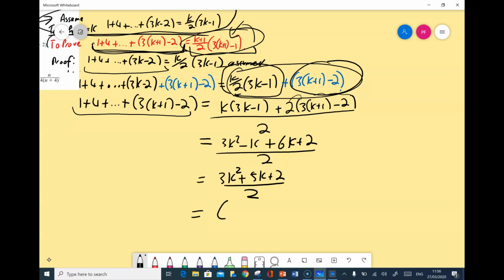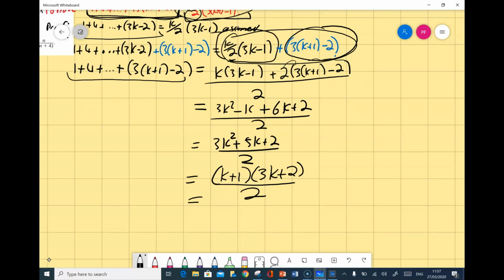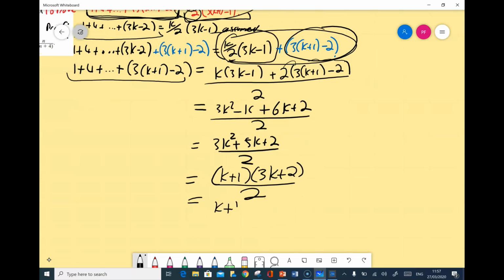So I'll end up with k plus 1 multiplied by 3k plus 2 all over 2. So how are we doing? So we need to get to this. So I have my k plus 1 and I have my 2, so I'll pull that out to the side. So I've got my k plus 1 over 2, that's perfect. So now I'm just left with this piece here, and I need to adjust that.